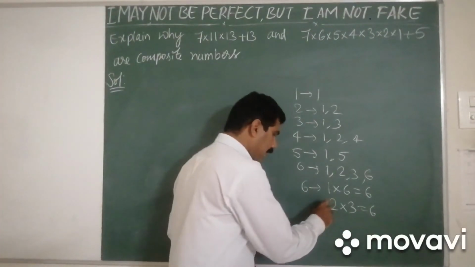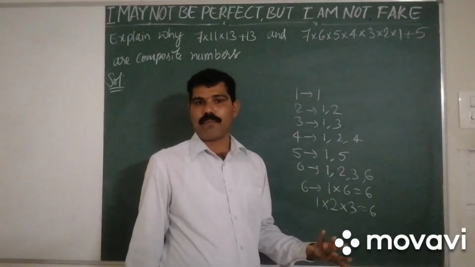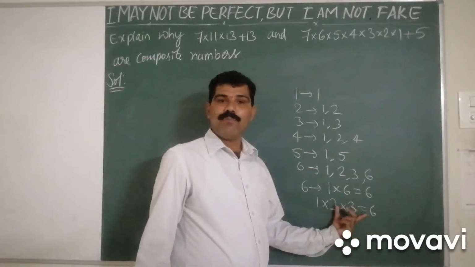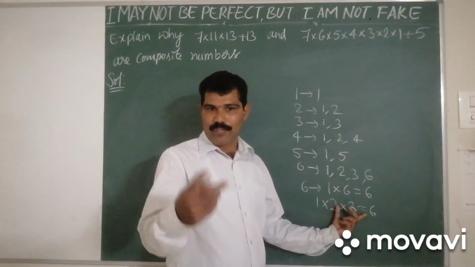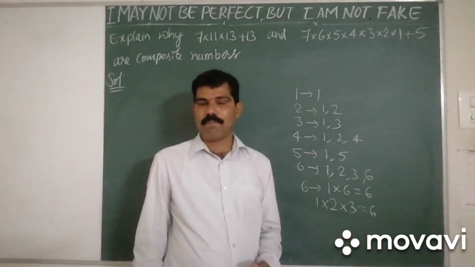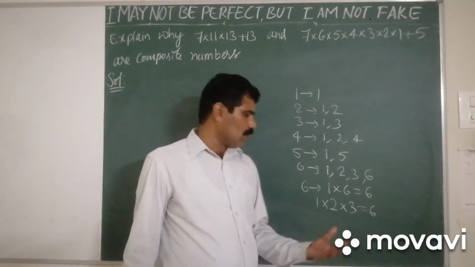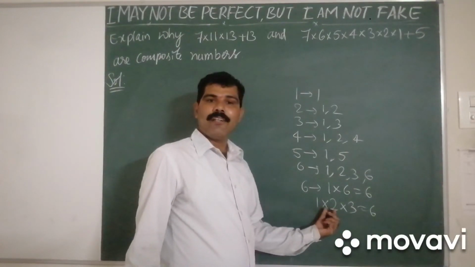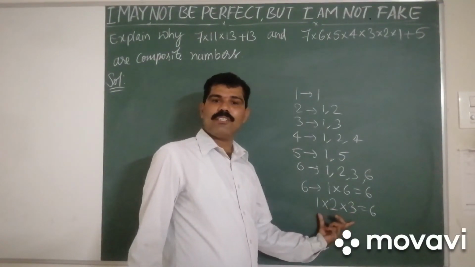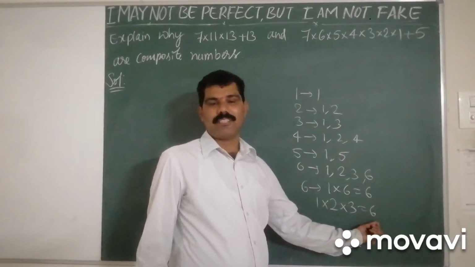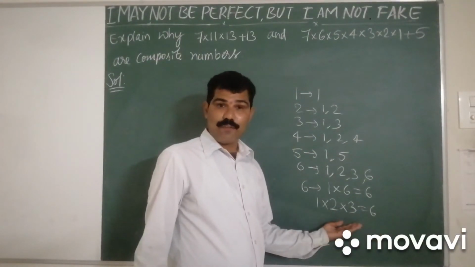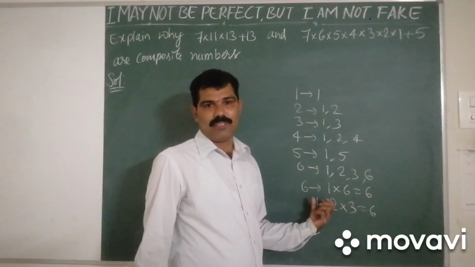If I write 1 here again, if I use 1, not an issue. 1 into 2 into 3, means I am using more than 2 factors. As I said already, composite means a number which has more than 2 factors. Here I use 1, 2, 3, and the product of these 3 factors is nothing but 6. So I call this a composite number.